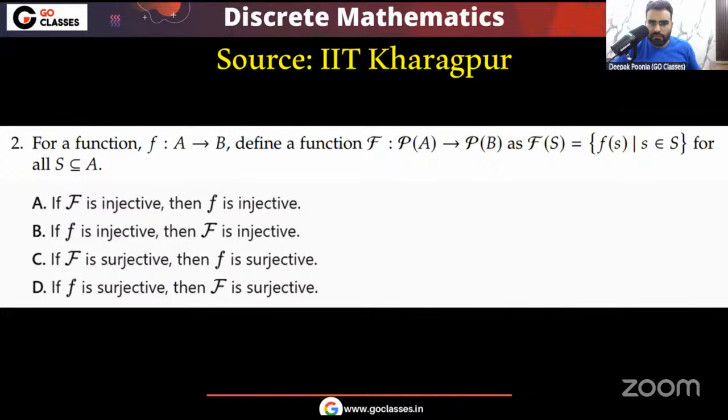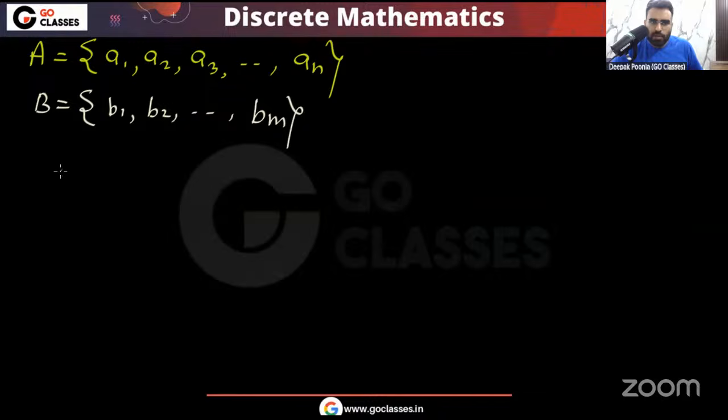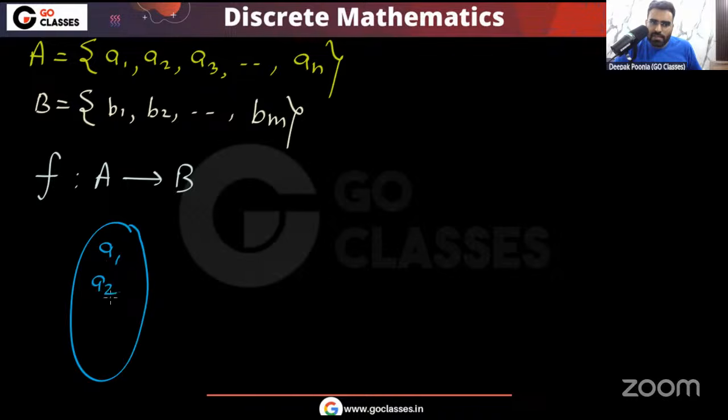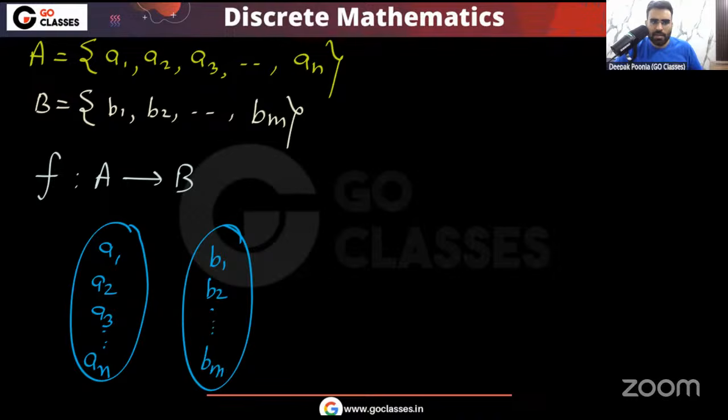Now, what is this small f? This is a function from A to B. What it means is that this is set A, which contains A1, A2, A3, and so on, AN. And this is the set B, which has B1, B2, and so on, BM. Now you can see this small f is a function from set A to set B.